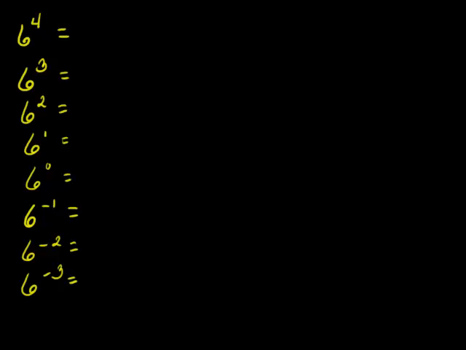Okay, so let's look at the basics of exponents. Here we have these values. We have 6 to the fourth, 6 cubed, 6 squared, 6 to the 1, all the way down. How do we write this out? Well, pretty simply, this is written out as 6 times 6 times 6 times 6. This is 6 to the fourth.